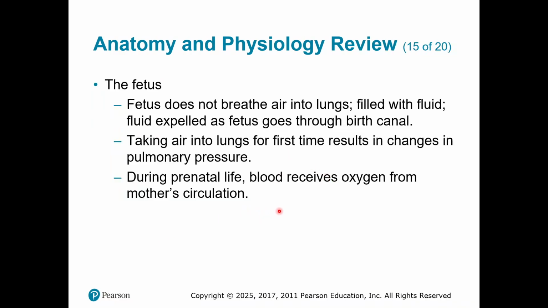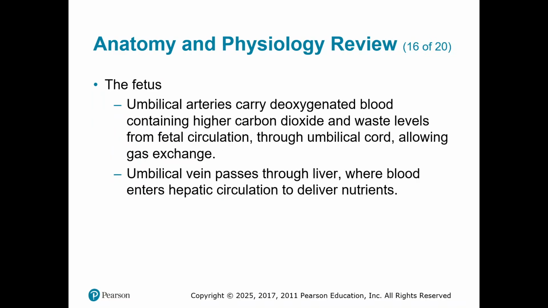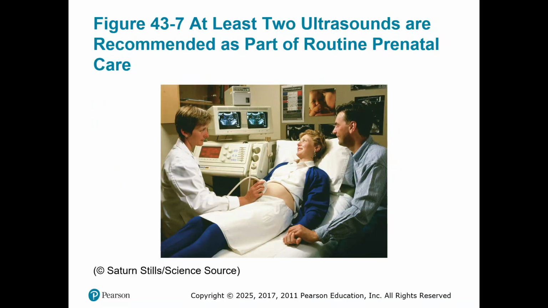During prenatal life, blood receives oxygen from the mother's circulation. The umbilical artery carries deoxygenated blood containing high carbon dioxide and waste levels from the fetal circulation through the umbilical cord, allowing gas exchange. The umbilical vein passes through the liver, where blood enters hepatic circulation to deliver nutrients.